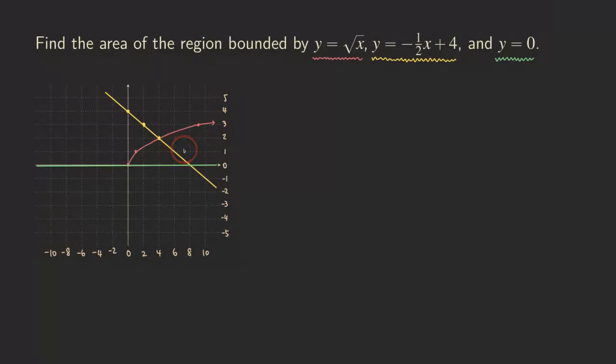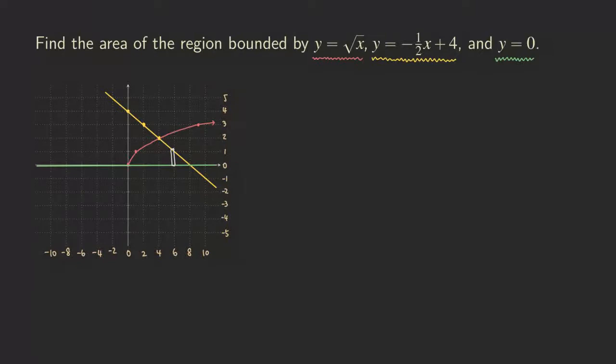If you draw a vertical strip, for example, right here, you see that the top curve is actually the red curve and the bottom curve is the green straight line. But if you draw it at a different spot, the top curve is actually the yellow line, and the bottom curve is the green line, right? So we do not really have a unique upper bound for this region, and it's made up of two different curves. And so in this case, we need to set up two different integrals to find the area.